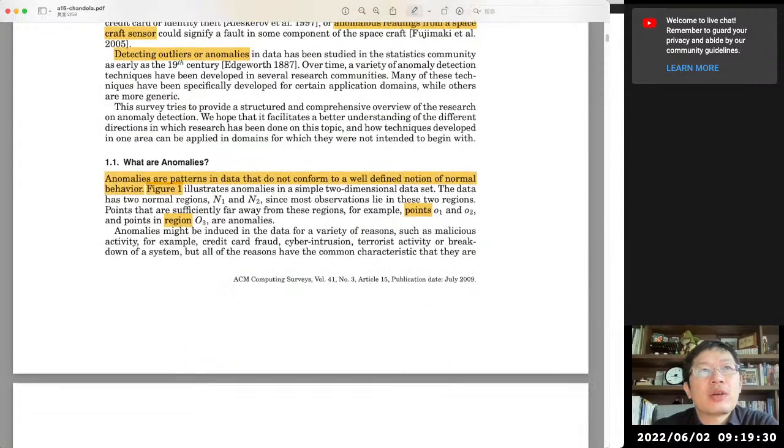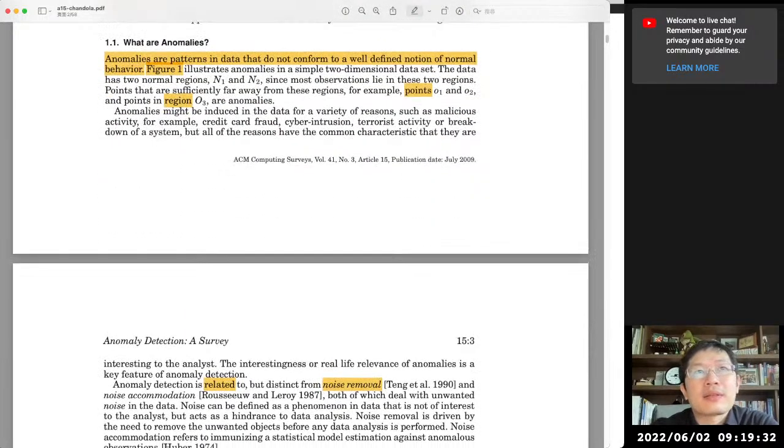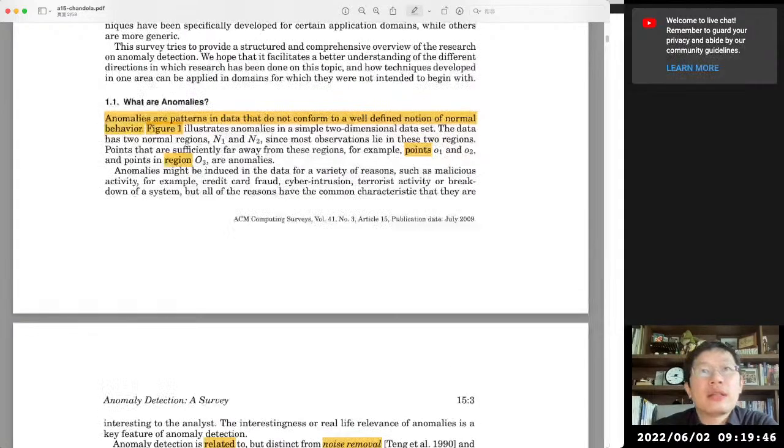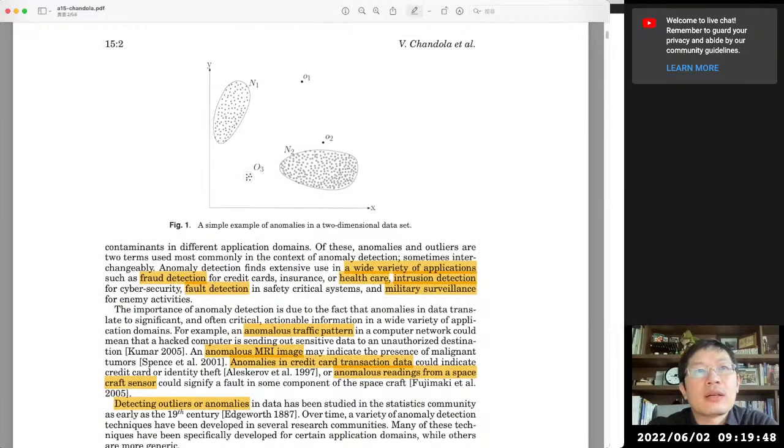Okay, so what are anomalies? Basically, there are several different types of anomalies. Let's take a look at figure 1. Anomalies are patterns that do not conform to a well-defined notion of normal behavior.